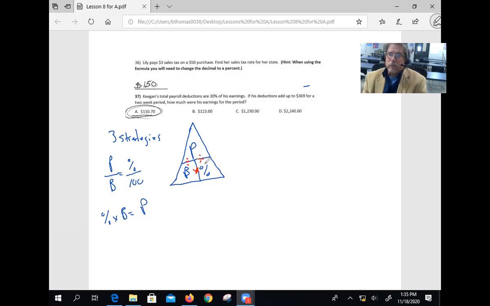So if I'm using this model or this model, I got to remember that my answer is going to be in a decimal form, and I still got to turn it into a percent. So again, I'm going to use the triangle model. And what I pick up on is the sales tax rate. Notice that the rate is another word for percent there. A rate is a percent.